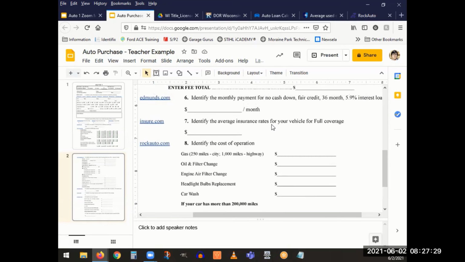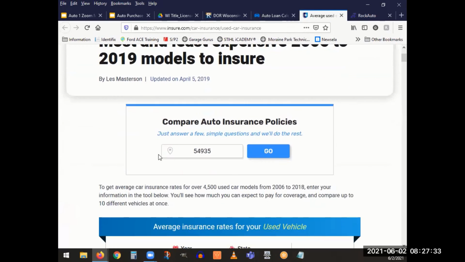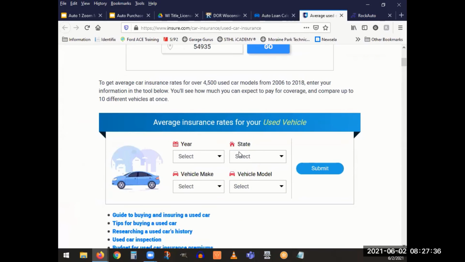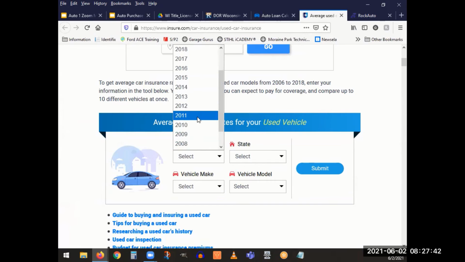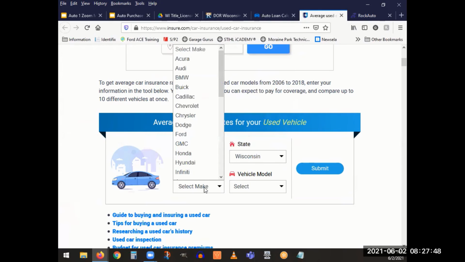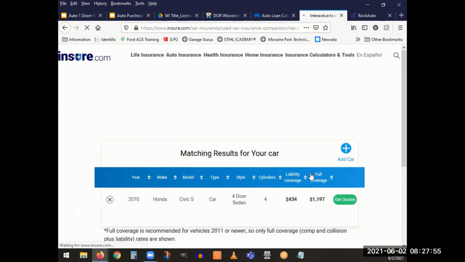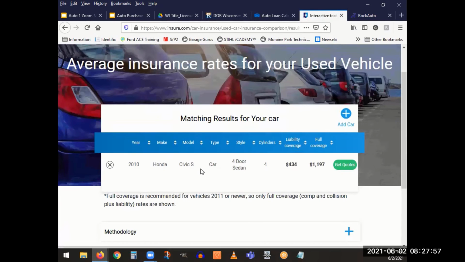Okay, identify the average insurance rates. So again, we're going to come up here to this particular website. This is actually pretty straightforward. You put your make, model, year, and the state, and it gives you a generic idea for your vehicle. So I'm just going to pick something random here. Obviously, we're in the state of Wisconsin. A vehicle, let's say it's a Honda Civic S. Okay, I'll hit submit. Then typically it just shoots you back here.